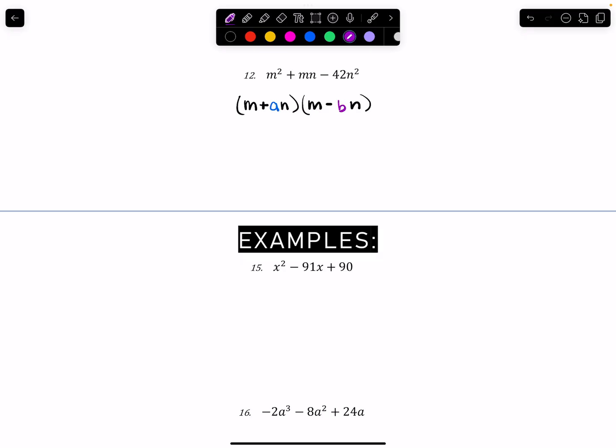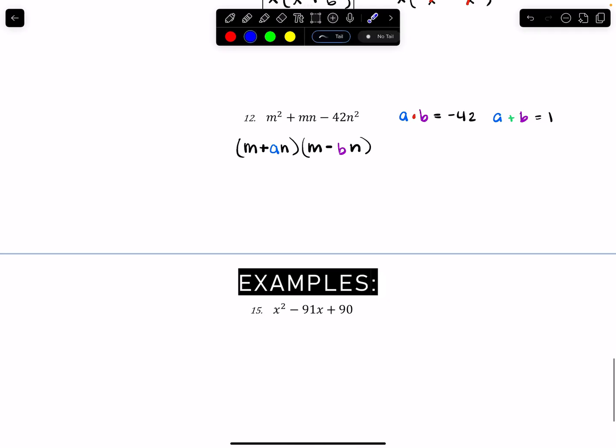Oh, well, then the A times the B has to give me that negative 42, and the A plus the B has to give us that 1. Right? Only way to get m and m. Only way to get n squared, n and n. And then this is something with m and n. So it's going to come from this guy and those guys.